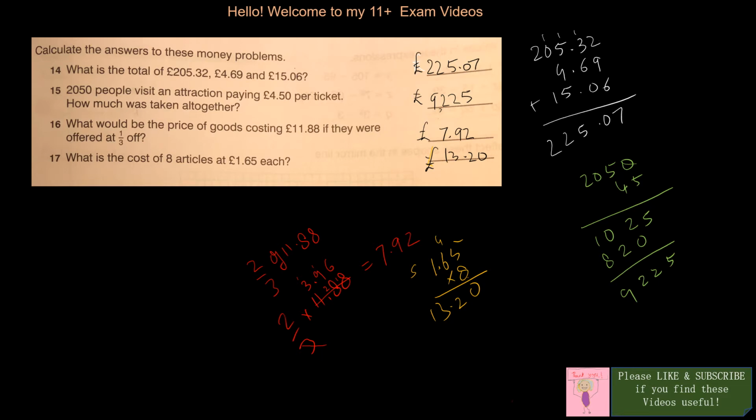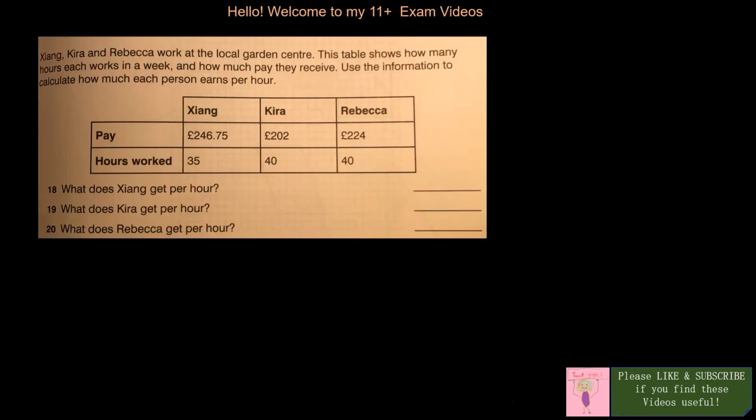Okay, the next one is, we have, okay, so a lot of division to do here. Xiang, Kira and Rebecca work at a local garden center. This table shows how many hours each works in a week and how much pay they receive. Use the information to calculate how much each person earns per hour.